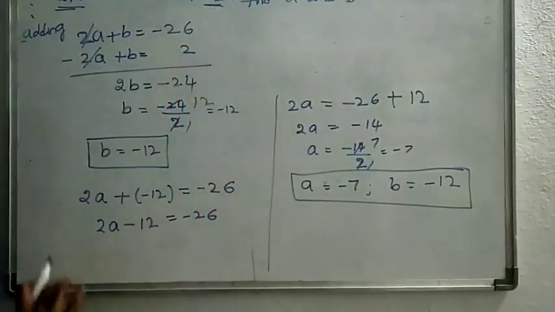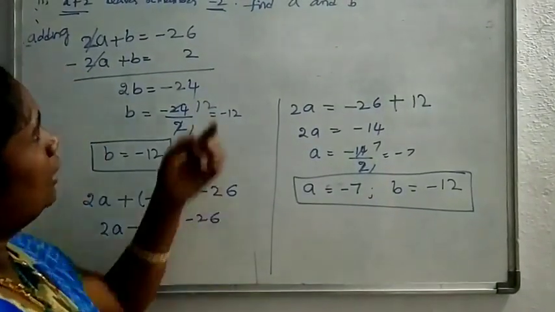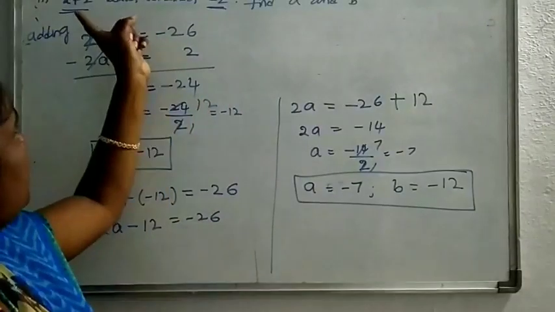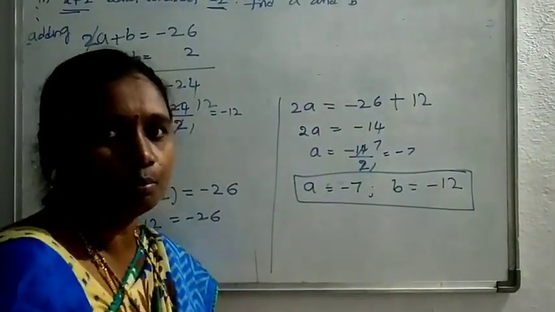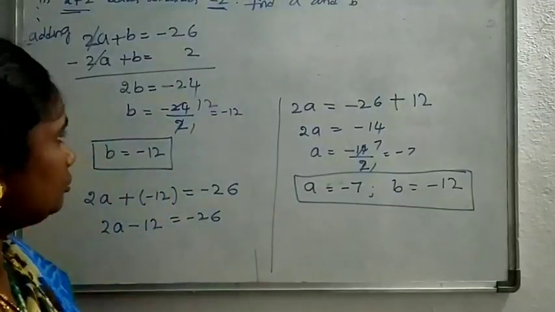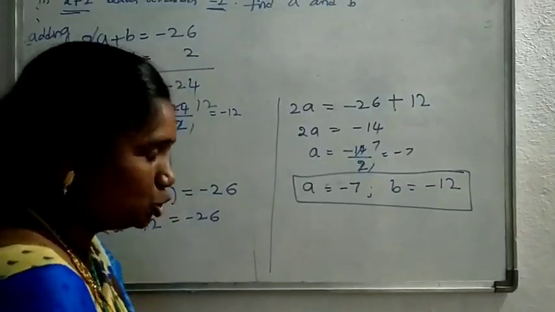So like that, first you have to understand the problem: what is given, what we have to do. Like that, using the remainder theorem, here we find the values. A is equal to minus 7 and b is equal to minus 12. Like that, you have some problems in your exercise 2.3.